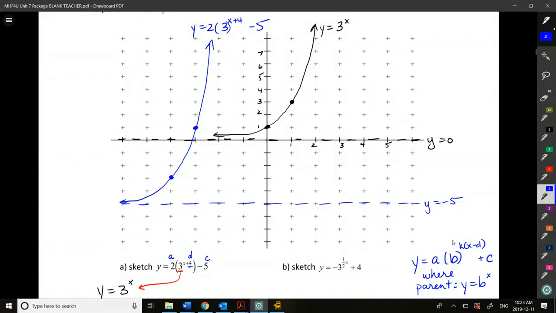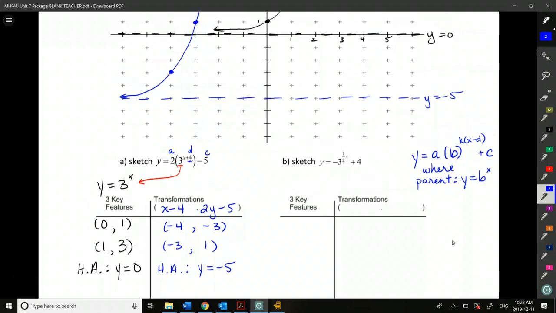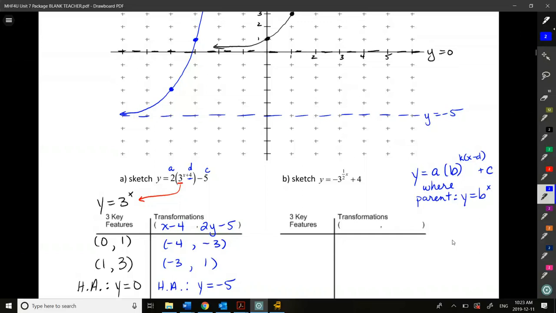Okay, and again, if you feel like you need more points than these two, just do like negative 2 to positive 2. You can enter those into your exponent to get your y coordinates, and then you'll have a few more points that you can use to transform. So I know some of you guys did that in our earlier exponential functions unit too.